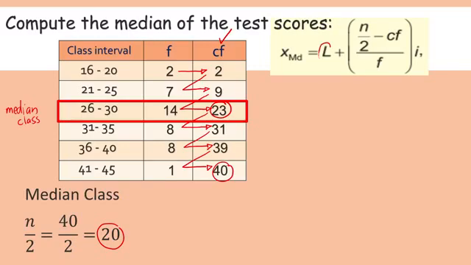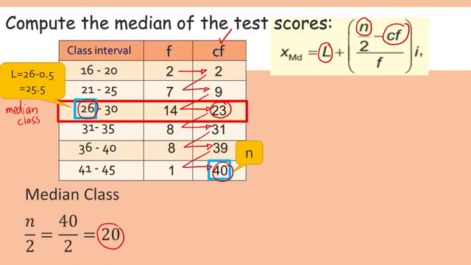Okay? Now, we have identified the median class. What is the value of L? 40? Where do we get L? We get it from 26. What are you going to do with 26? Minus 0.5. So, what is 26 minus 0.5? 25.5. So, take note, the lower boundary L is taken from the number 26. Next, what is the value of N? 40. What is the value of CF? The CF before the median class? 9. Okay. So take note, that is the CF before the median class that we use in the formula.